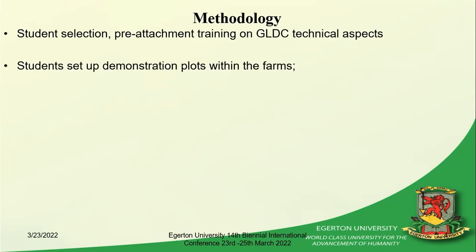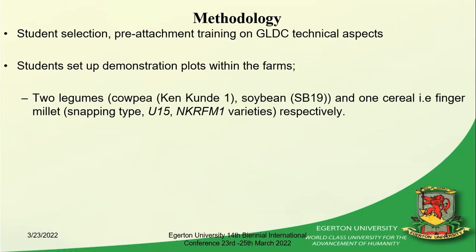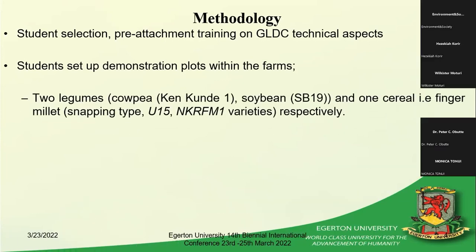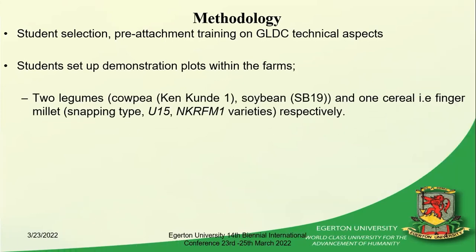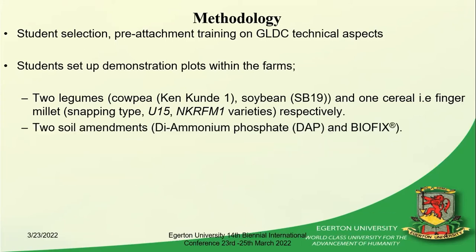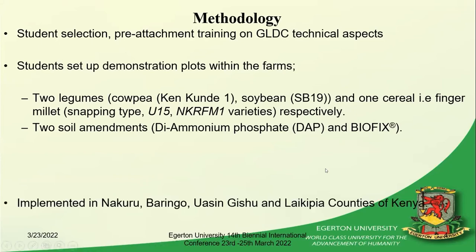Within the farms, the students were able to set up demonstration plots. We wanted to test two legumes, the cowpea and soybean, and one cereal, the finger millet, with three different varieties to see how the farmers can select and see how they perform. And for soil amendments, we had DAP and Biofix, which is a biofertilizer for the legumes.